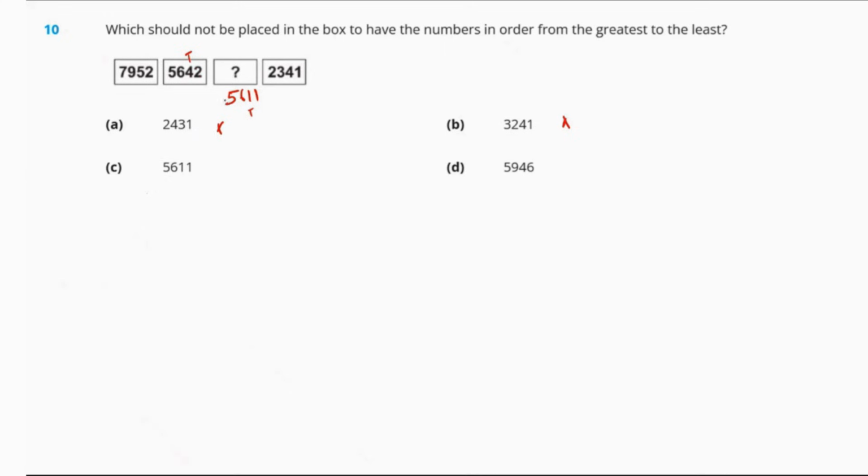So obviously this will be the greatest number. Now we have checked all of these three numbers and they are not disrupting the pattern. So the answer to this question will be option D. Why? Because if we place 5946 from this number to this number, it will be greatest to smallest. But suddenly when this number appears, it disrupts the pattern. So now the pattern will not be from greatest to the smallest. So the answer to this question is option D.